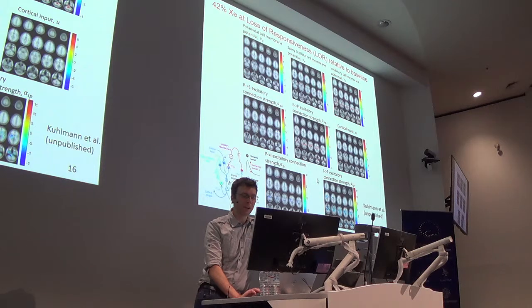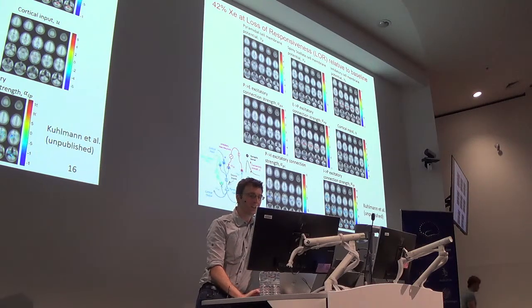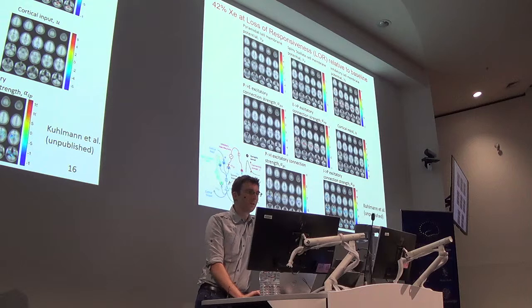In terms of what you might expect with xenon anesthesia, because it's an NMDA antagonist, you would expect it to reduce the excitatory strength. And we can see that it reduces excitatory strength for this connection. So this pyramidal to inhibitory connection is an excitatory synapse, and for this connection here, it's also an excitatory synapse, but here we see it increase.